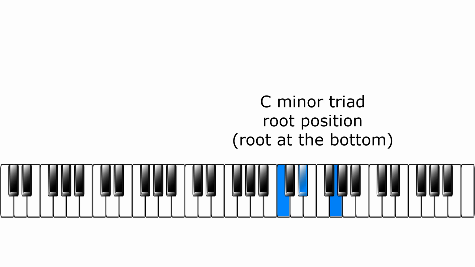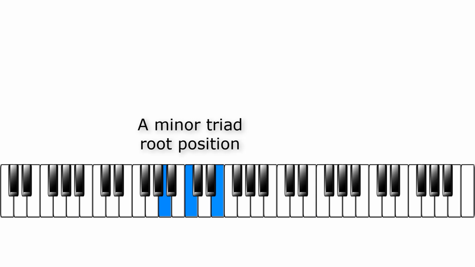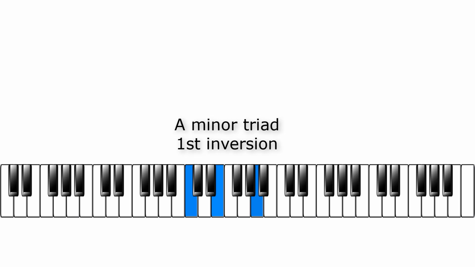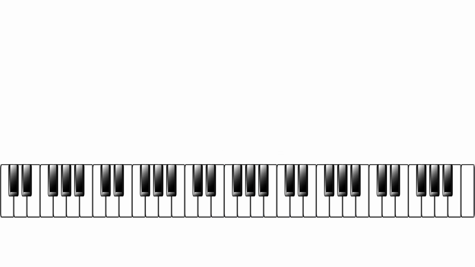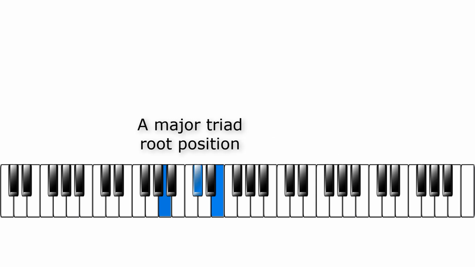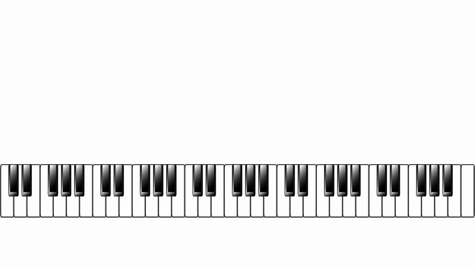And of course, if I do this trick one more time, I'm back in root position but an octave higher. Let me just show you another chord, for example A minor, A, C, E. This is the root position, since the root A is at the bottom. This is the first inversion of the A minor triad, and this is the second inversion of the A minor triad. And of course, here I'm back in root position. Or A major, A, C sharp, E, root position, first inversion, second inversion. So I can play any triad in 3 different positions: root position, first inversion and second inversion.